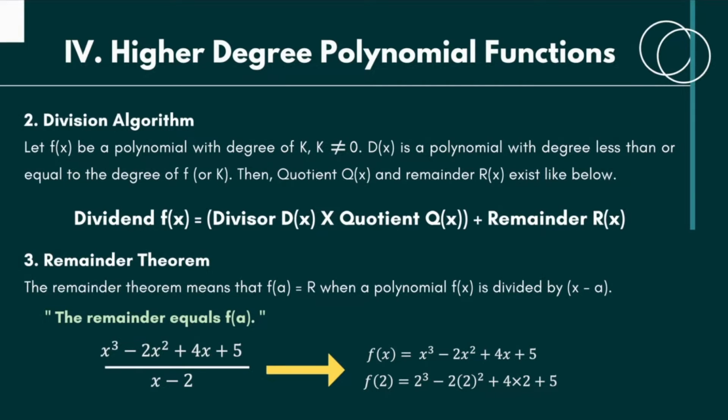Next up, we have the remainder theorem. The remainder theorem basically states that when a polynomial f of x is divided by a linear factor x minus a, the remainder will be equal to f of a, or the value when you substitute a into f of x. Looking at the example, we have f of x equals x cubed minus 2x squared plus 4x plus 5, and we're dividing by x minus 2. The remainder will be equal to f of 2, which is 2 cubed minus 2 times 2 squared plus 4 times 2 plus 5, or 13.